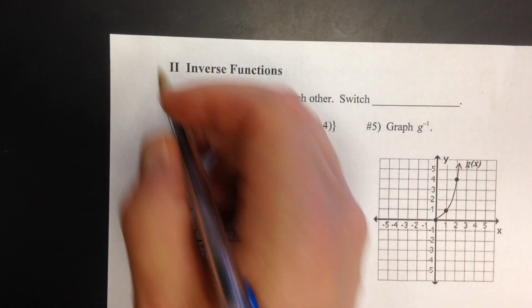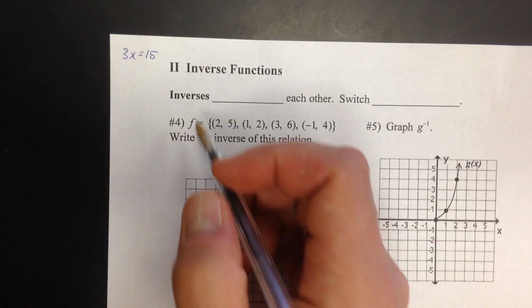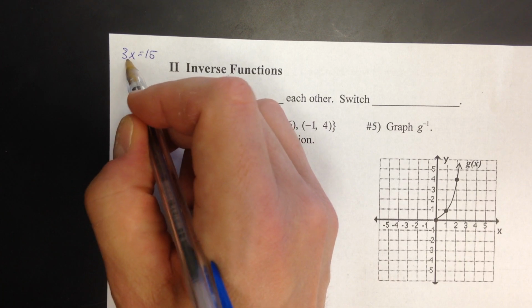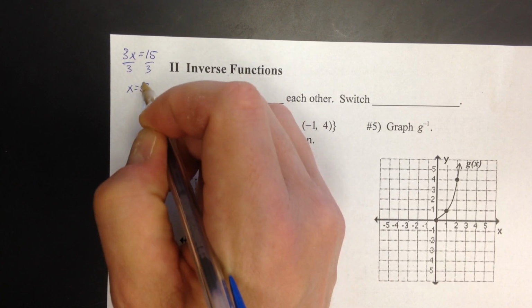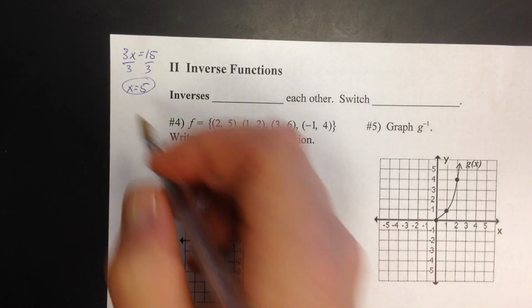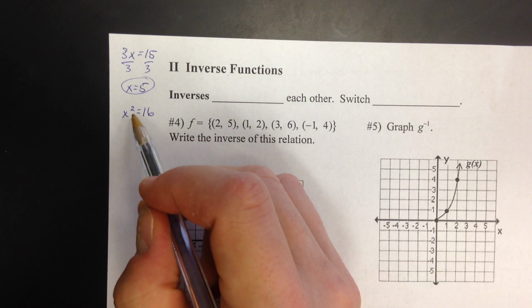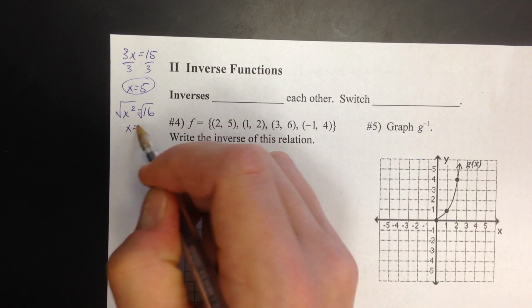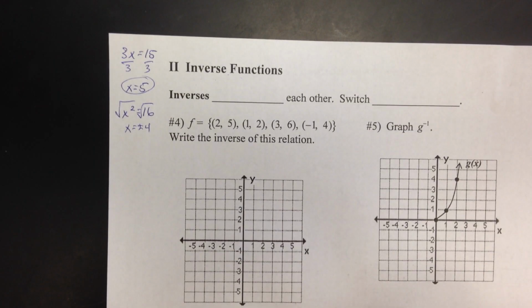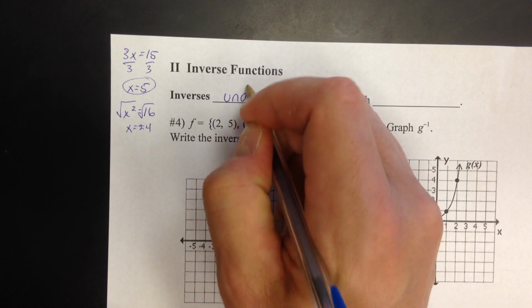For example, if you have 3 times x is equal to 15, the way you solve that is you undo multiplication. You divide by 3. That's the inverse operation. If you have the equation x squared is equal to 16, the way that you undo a square is you do the inverse, which is the square root, and you get x equals plus or minus 4. So the key word is that inverses undo each other.